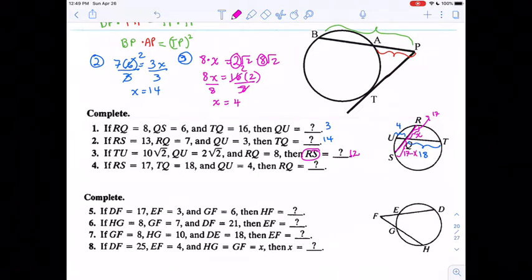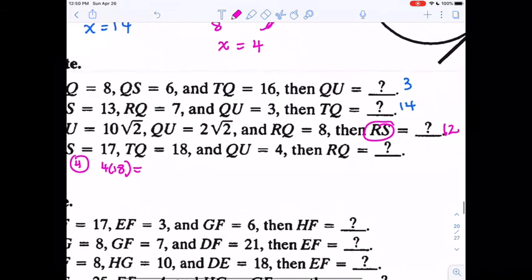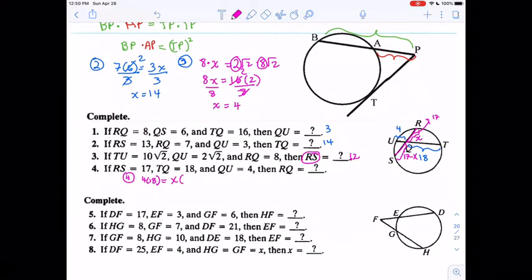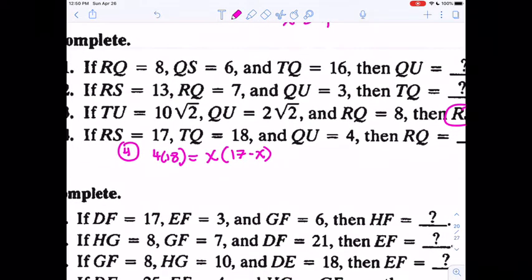So now if we set it up as the product, so this is number 4, if we set up the product of 4 times 18 and set it equal to X, the product of the little pieces, so X times 17 minus X, we're going to get a quadratic equation. And so 4 times 18 is 72. We distribute and we see that we have something squared, which means this is quadratic.